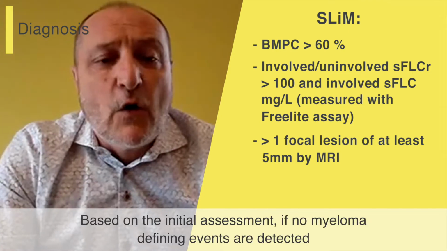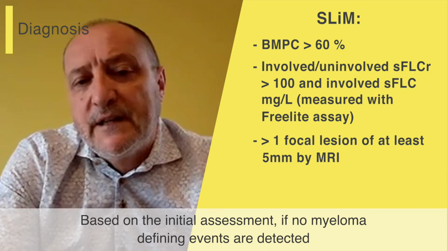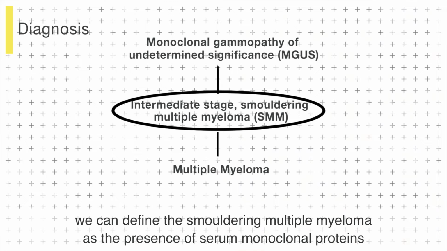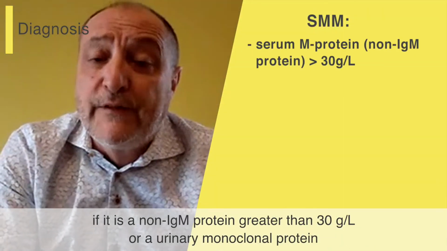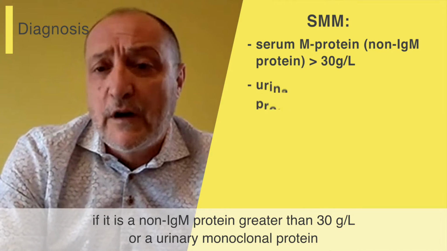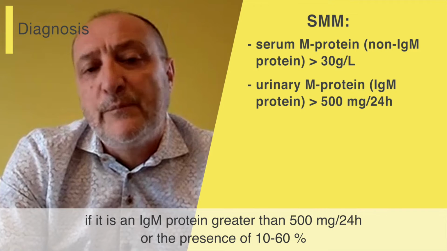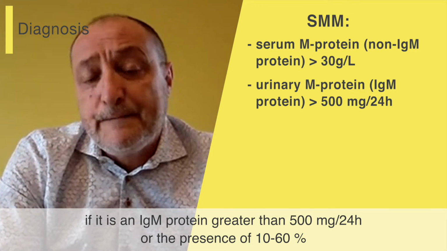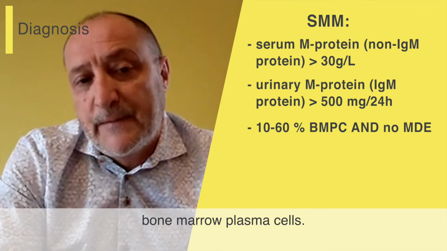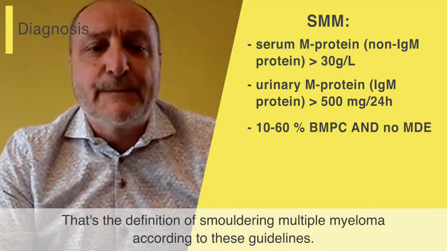So also, based on the initial assessment, if no myeloma defining event is detected, we can define smoldering multiple myeloma as the presence of a serum monoclonal protein, if it's a non-IgM protein, greater than 30 grams per liter, or a urinary monoclonal protein greater than 500 milligrams per 24 hours, and/or the presence of 10 to 60% of bone marrow plasma cells. That's the definition of smoldering multiple myeloma according to these guidelines.